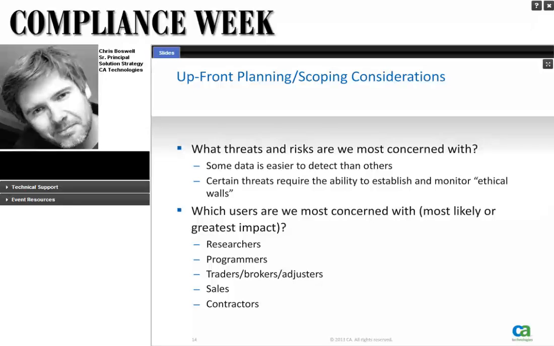So if we're worried about source code, it might be programmers. If we're worrying about some of our competition getting out, it might be R&D, researchers. It could be traders, brokers. If it's price lists, it might be some of the sales guys, or it might be contractors. So again, these are things you need to think about. What kind of data, who's probably handling them, so we can have an effective program out of the gate.